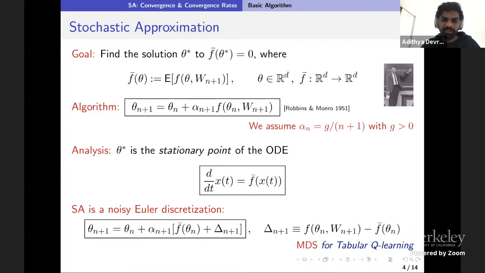The way you analyze this discrete time recursion is by looking at this deterministic ODE, and that is foundational to proving stability and convergence of the stochastic approximation algorithm. One way to view this recursion is as a noisy Euler discretization of this deterministic ODE. And for the tabular Q-learning algorithm that is of interest in this talk, this noise is essentially a martingale difference sequence.